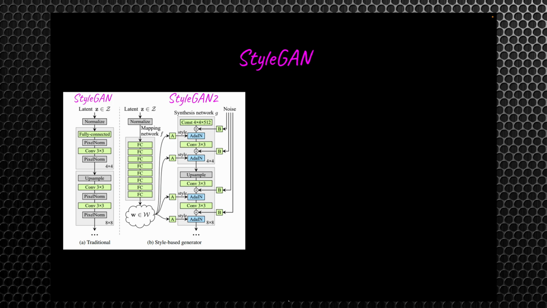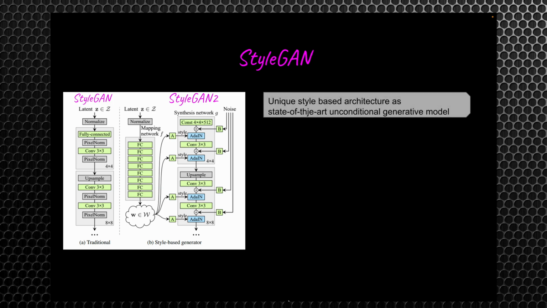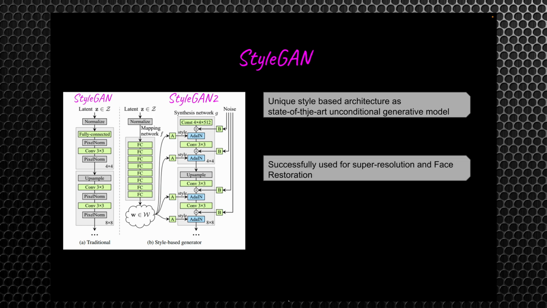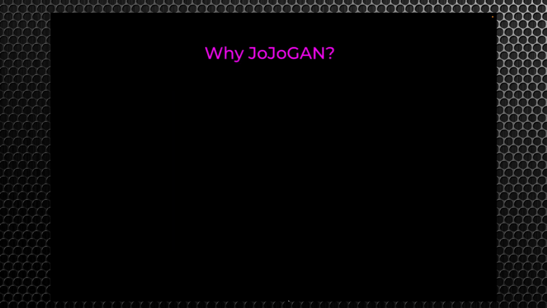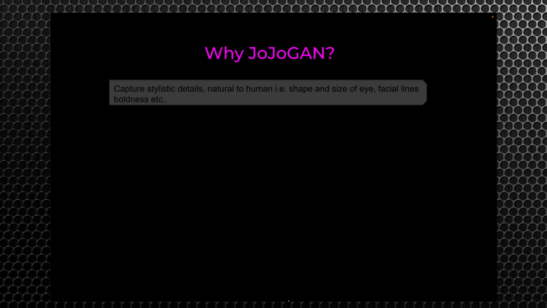Looking at StyleGAN, we can say that StyleGAN remains the state-of-the-art unconditional generative model due to its unique style-based architecture. StyleGAN has already been successfully used for super resolution and face restoration. Research has shown that fine-tuning StyleGAN on a new dataset and performing layer swapping allows StyleGAN to learn image-to-image translation with a relatively small dataset.